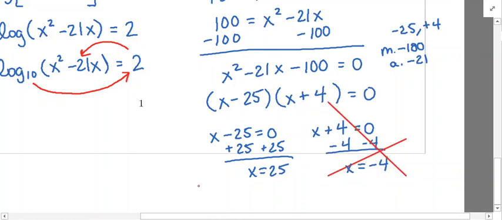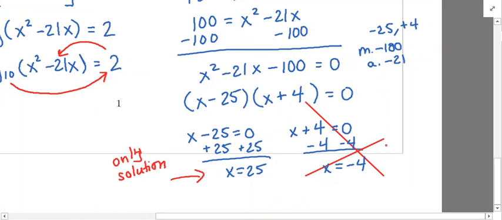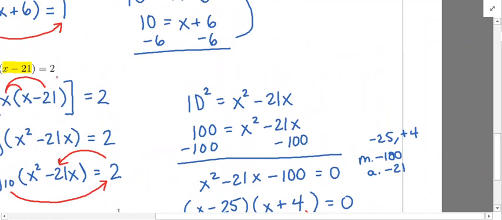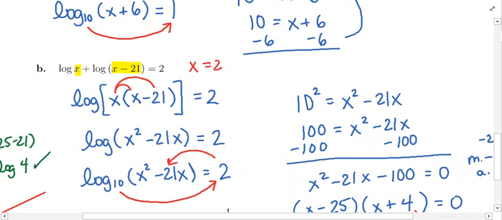So the only solution here is x equals 25. And I'm going to write down this one is extraneous. It looks like a solution, but it's really not. So the only solution to this equation, and I'll put it right here, x has to be 25. That's it. All right, let's try some other examples.